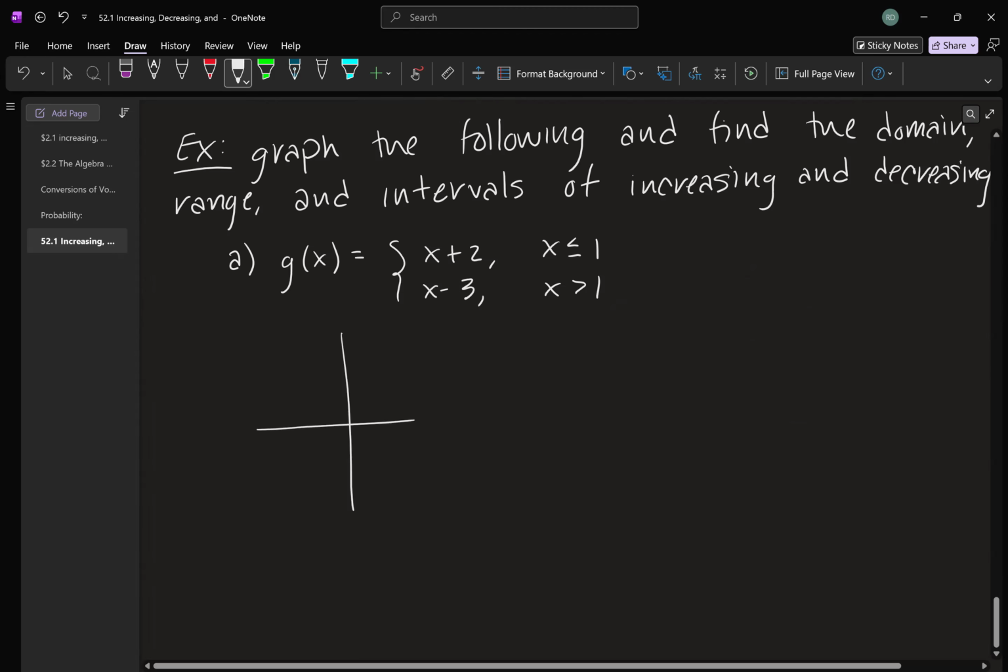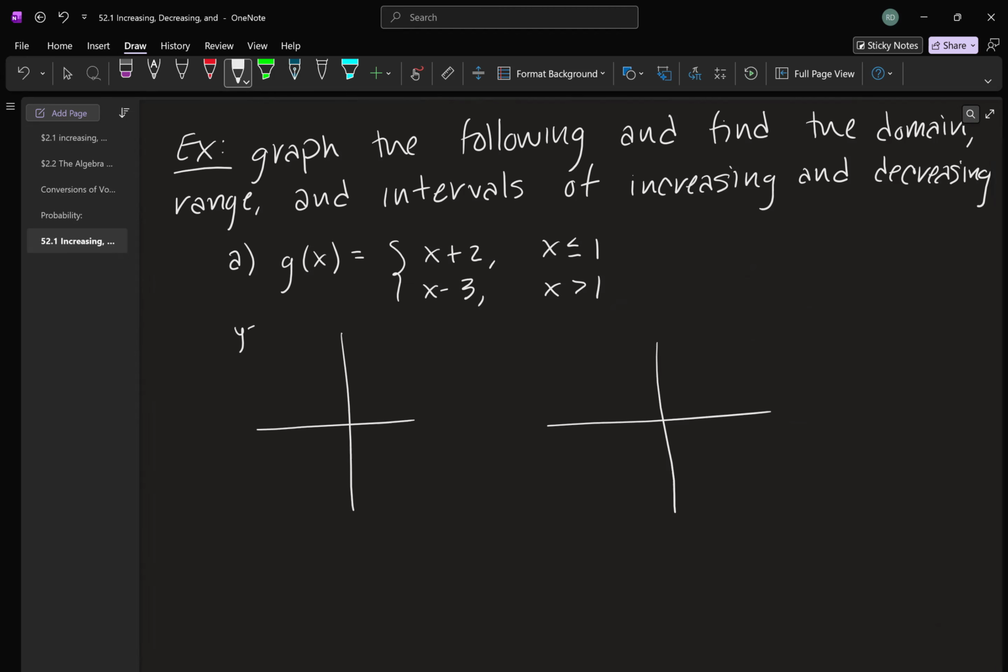Let's graph our pieces separately first. So x plus 2 has a y-intercept of 2 and a slope of 1. It's going to look like this. And x minus 3 has a y-intercept of -3 and a slope of 1. That one's going to look like this.